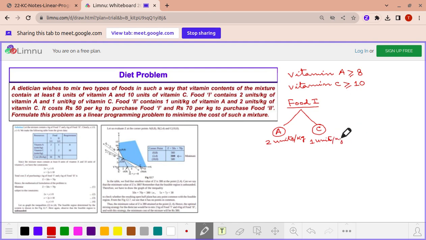Correct? And food 2, that is the second one, let me go through the problem.